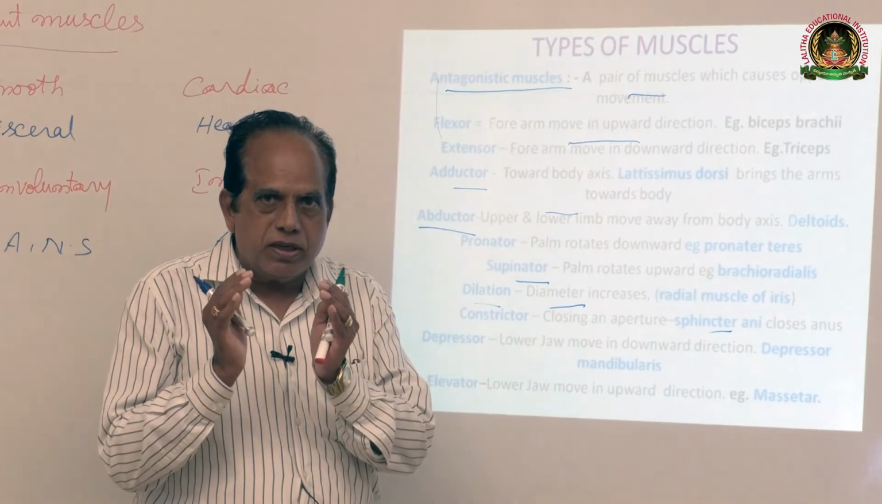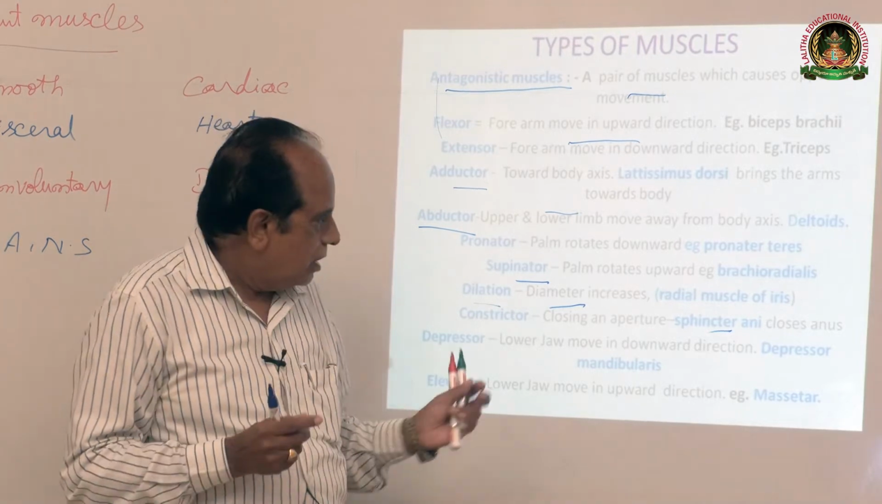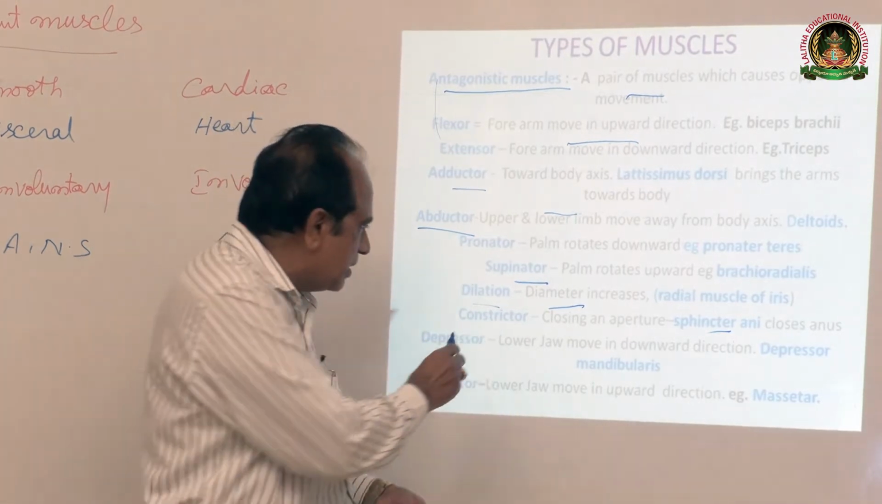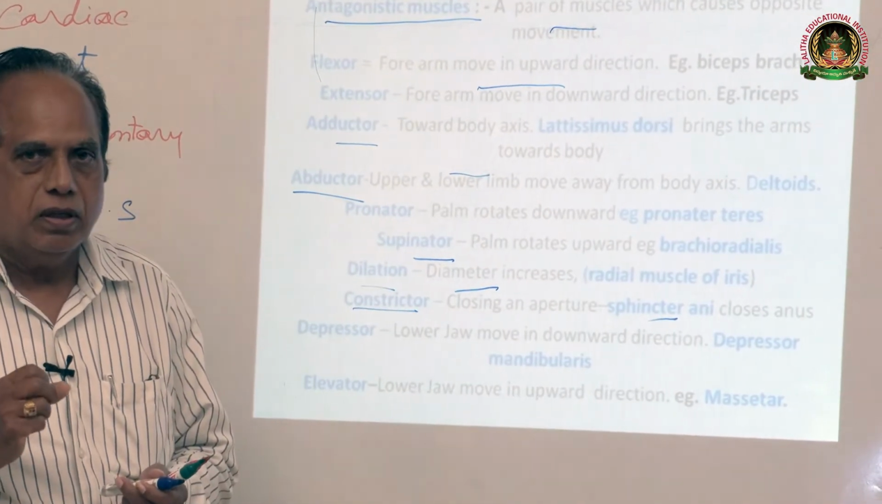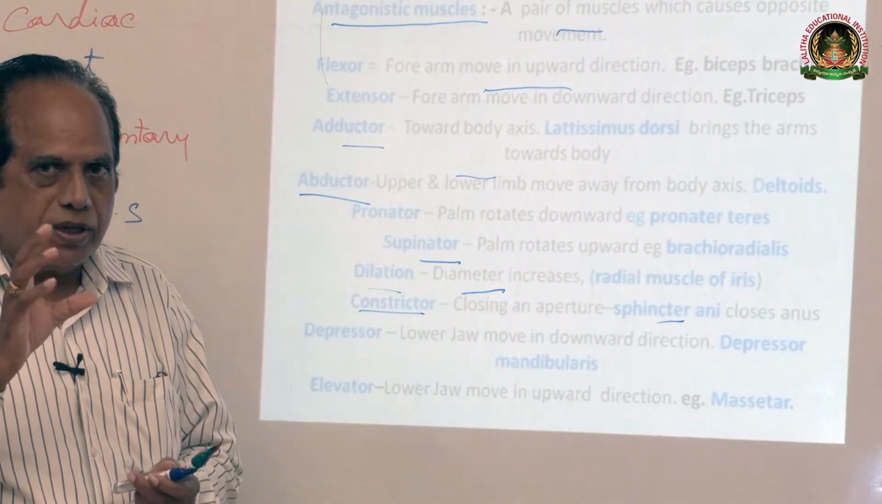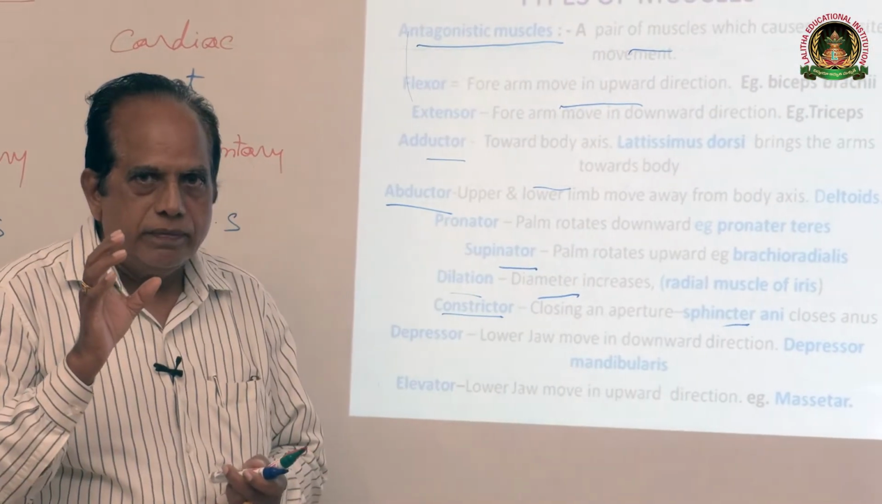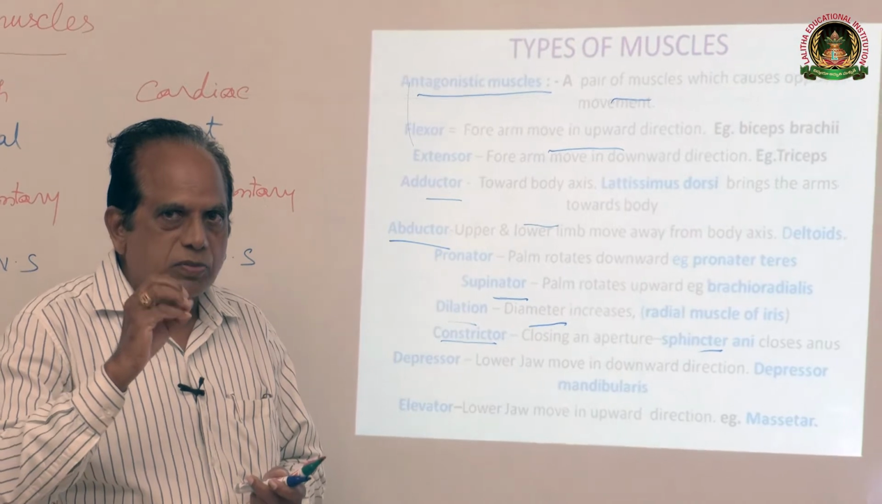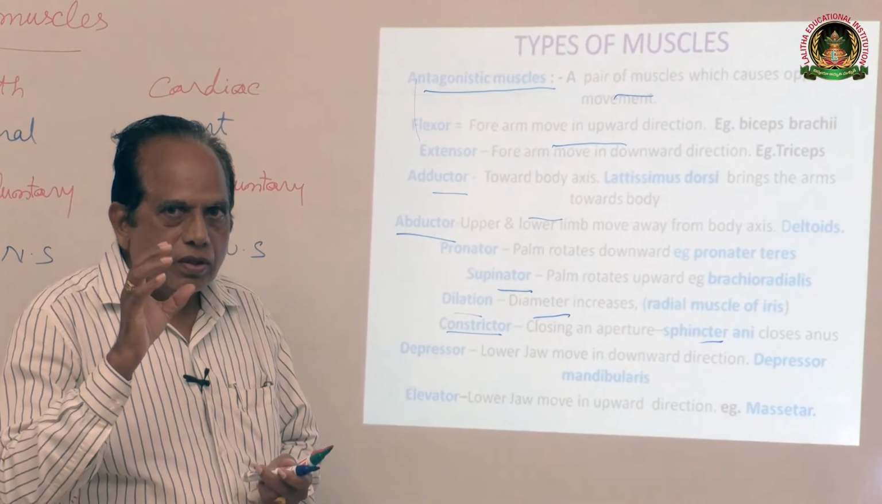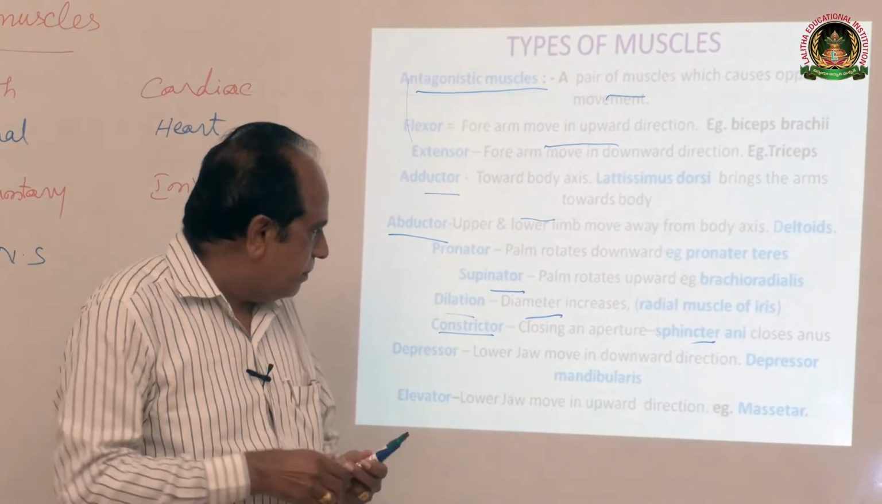Whereas if that sphincter muscle contracts, then that opening gets constricted. So it is constrictor, closing of the aperture. So opening of the sphincter muscle and closing of the sphincter muscle, that is responsible for opening or closing of that particular opening.